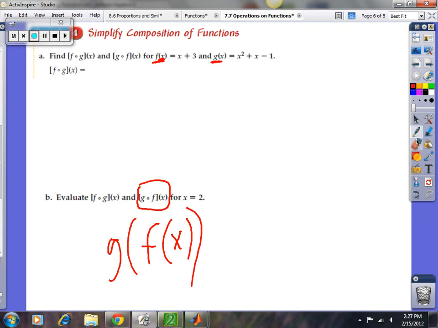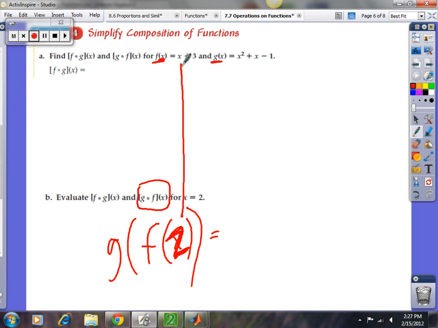Okay. Now, they want you to plug in 2 in place of x. So you're going to take 2 and substitute it into which function? F of x or g of x? Because that's what it says to do. Find f of 2.